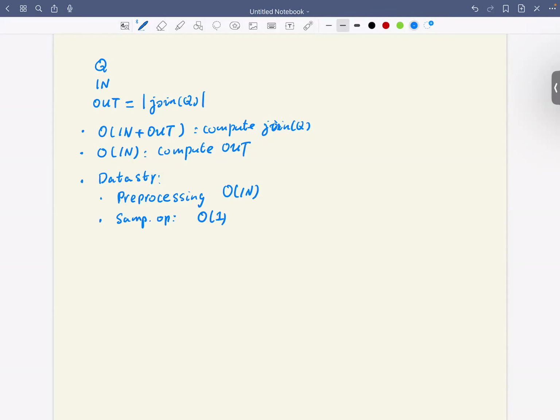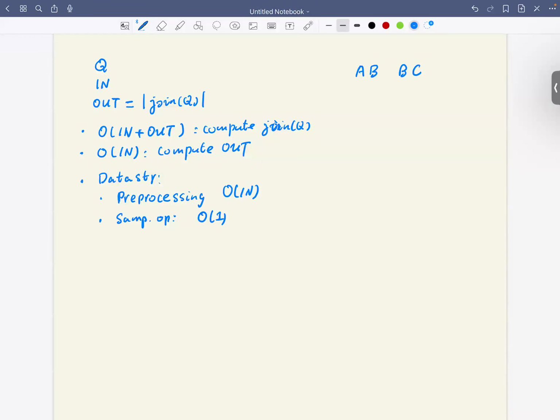Think about the value of OUT. The value of OUT can be very large, even for very simple acyclic joins. Let me give you an example. Say you have AB, that's the schema of one relation, and then you have BC. You can easily construct an instance where every tuple on the left can join with every tuple on the right. Then the value of OUT is on the order of N squared.